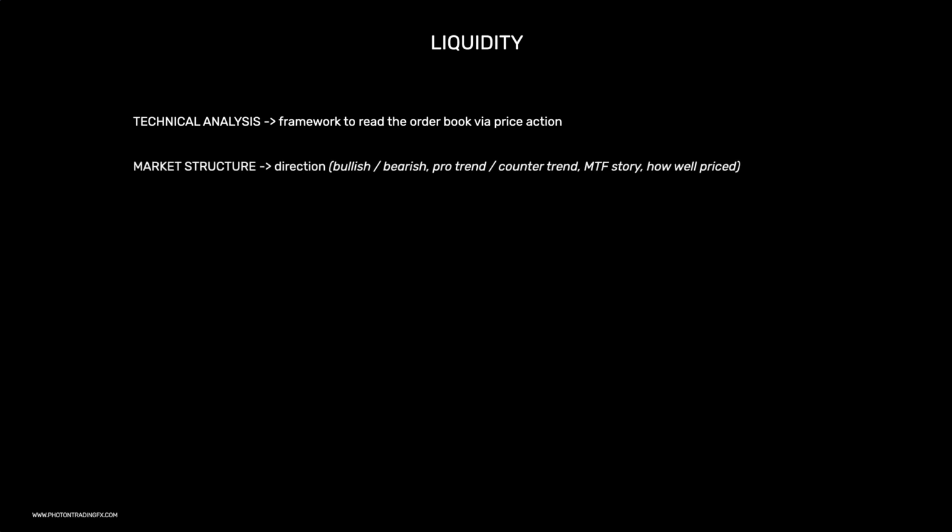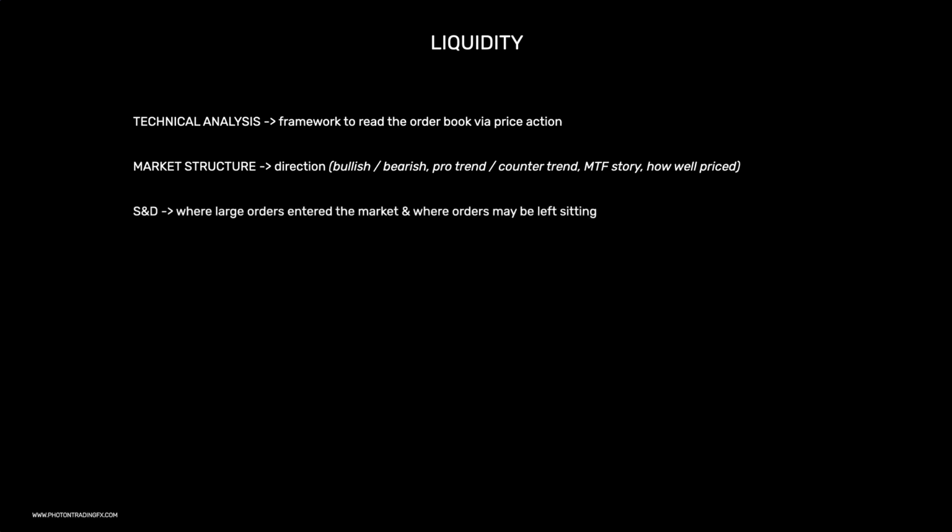So we spent ages looking at market structure. And what is the purpose of using market structure? Well, we use it to help us with direction, so whether price is bullish or bearish. We use it to see if we are trading with or against the trend, and then how that all fits together within the multi-time frame story, right? When we build that higher time frame narrative from the daily, the 4 hour, the M15, et cetera, how that all pieces together. We also use market structure to see how well something is priced within the range, right? So we use premium and discount.